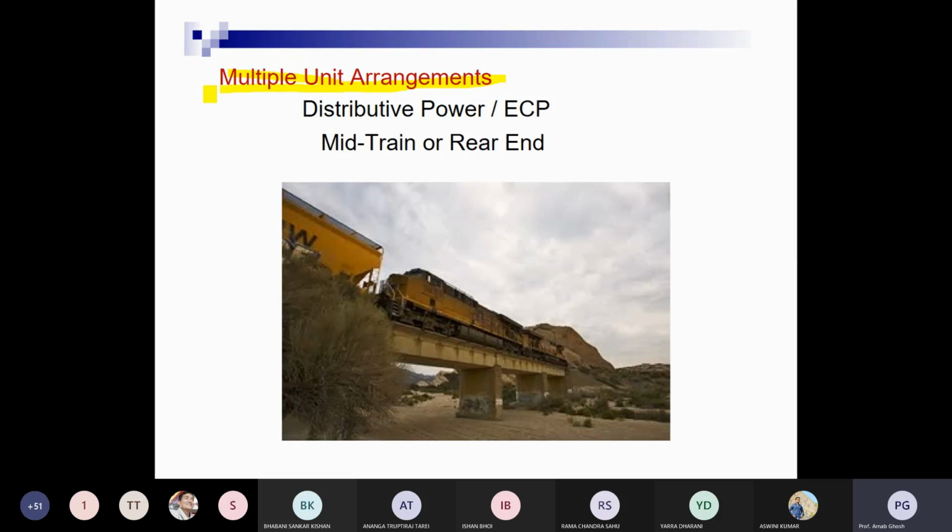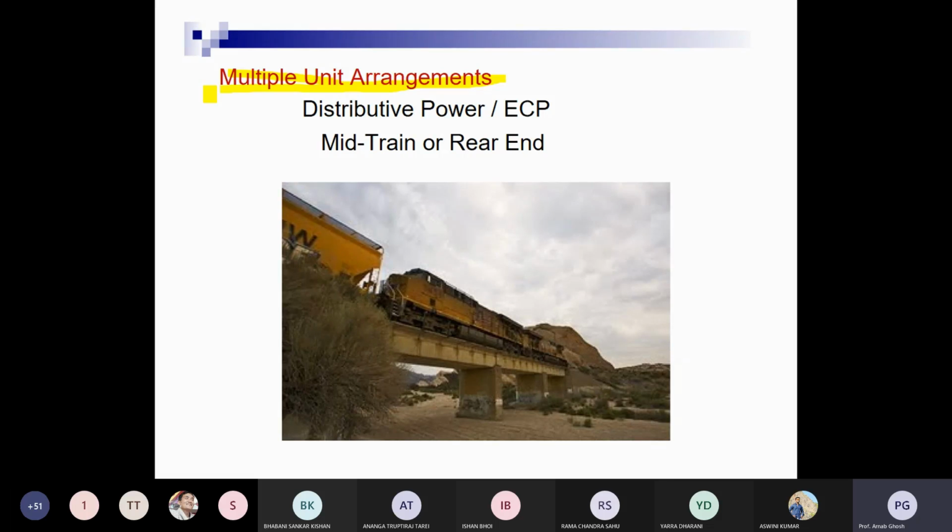But DMU means diesel multiple unit, which right now is obsolete. But in a locomotive, what happened? Those facilities are not there. Basically only the front side will have the locomotive, or otherwise the back side, the rear end. Okay, only two options are there.